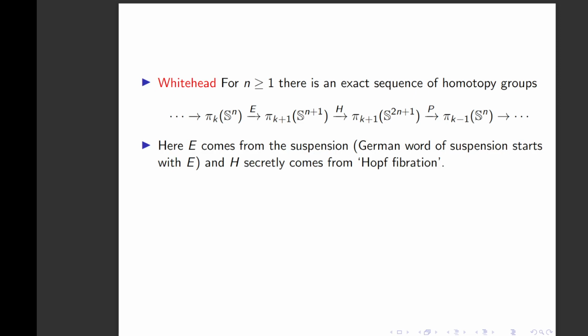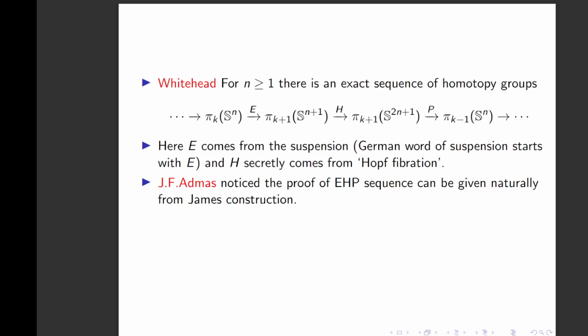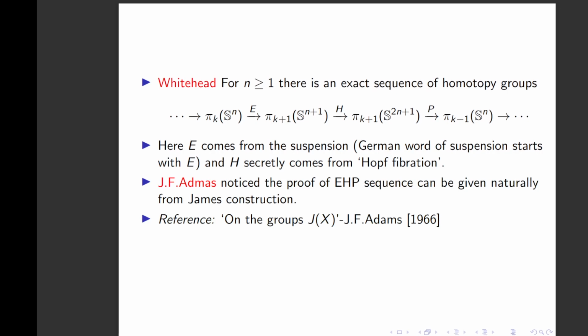So here, this E comes from suspension, and I think everyone is familiar with suspension. The E comes from the German word for suspension, and H is secretly the Hopf invariant. I want to talk about what H is, but I won't be able to. Sorry for that, but I have mentioned this in my notes. Once again, you can find it on the web page. So I have talked about this, and the reference I was mentioning is on the groups of JX. There he defined one more thing, the reduced JX group. That is a very interesting thing one can look up.